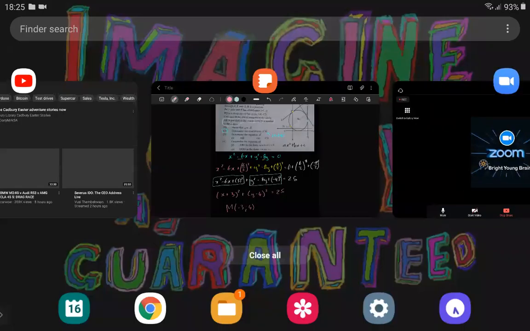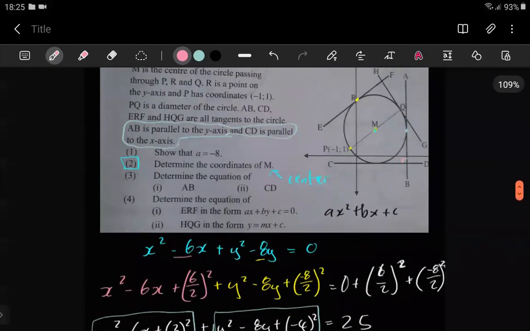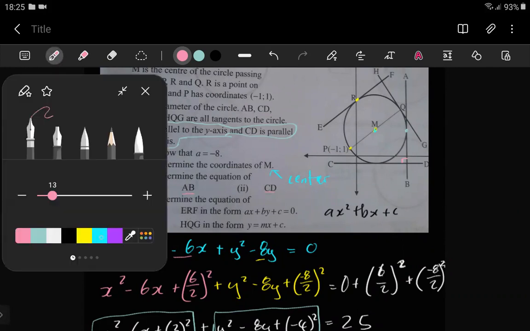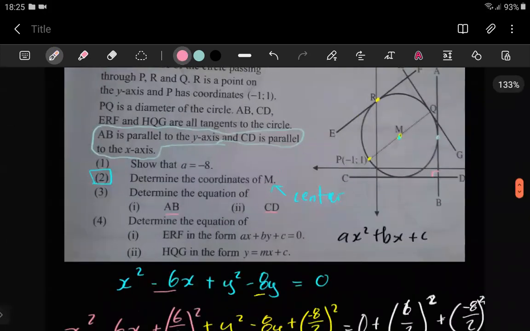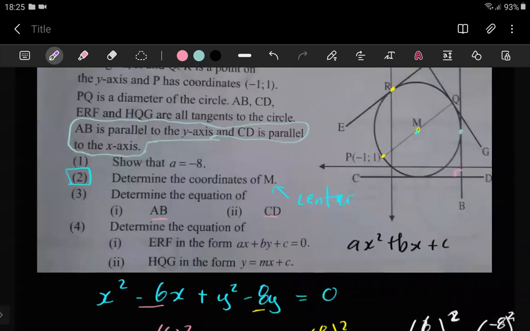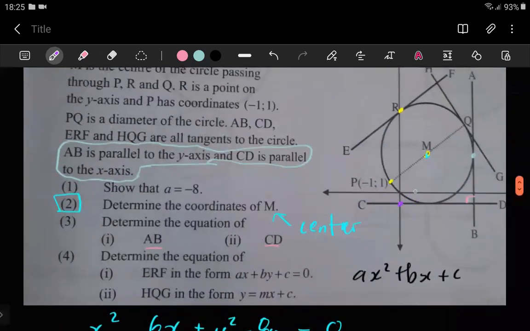Marker mistake. So with the next question, it says determine the equation of AB and CD. The one thing with these specific lines is that they're parallel to the axes, meaning their equations are quite simple. All we need to look at is the points where they cut the axis. You see, CD cuts the y-axis here. AB cuts the x-axis over there.